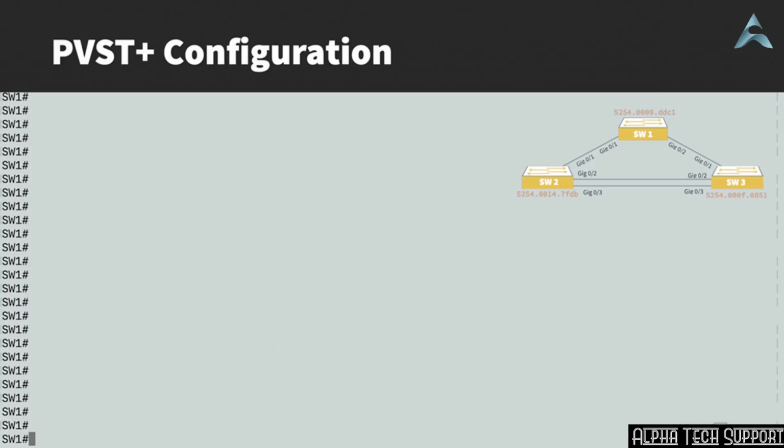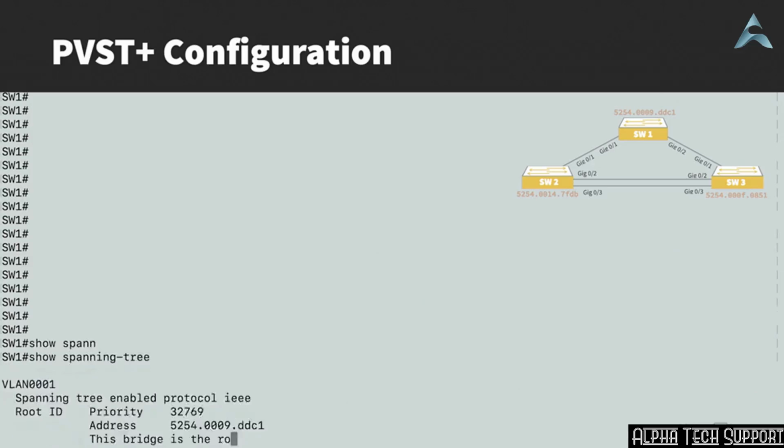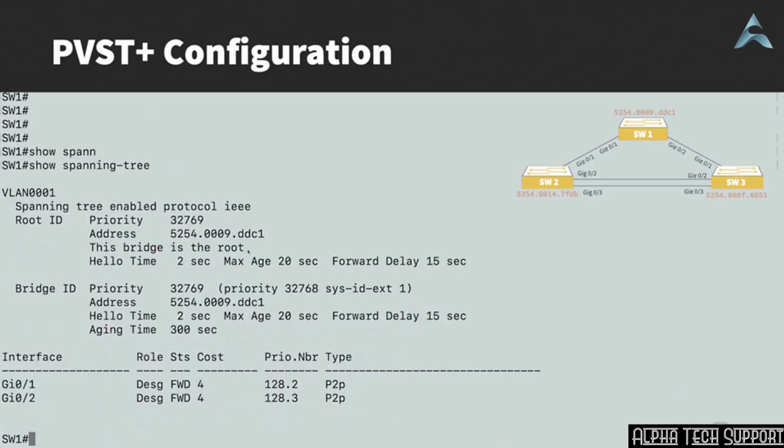And on SW1, if I say show spanning-tree, it tells me very clearly that this bridge is the root. And we see that we've got a priority of 32768. And here is our MAC address. And that's the same MAC address that we have for the root because we are the root.